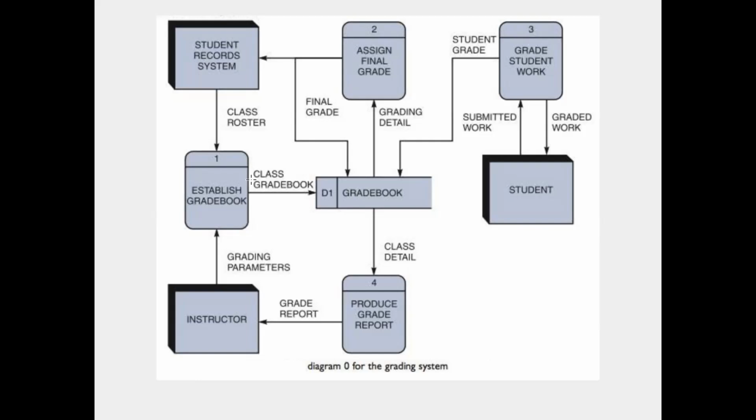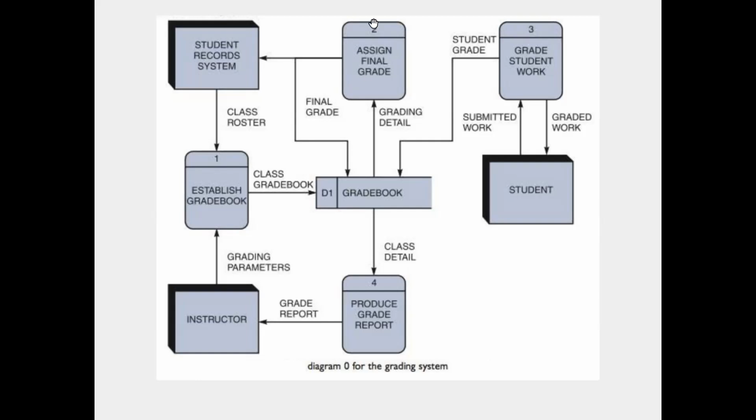First, you establish a grade book. You assign final grade. Then grade student work. Finally, you produce grade report. What happens initially, in the first step, you get the class roster from the student record system, and the instructor will input the grading parameters. Once you get these two, this will store the class grade book here.